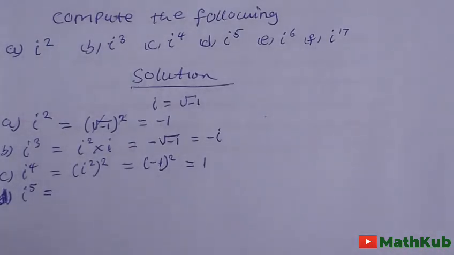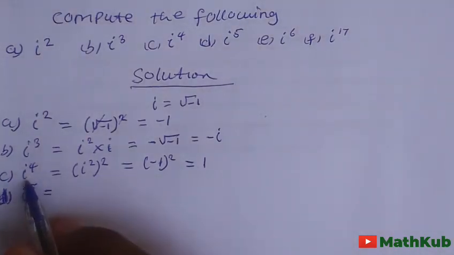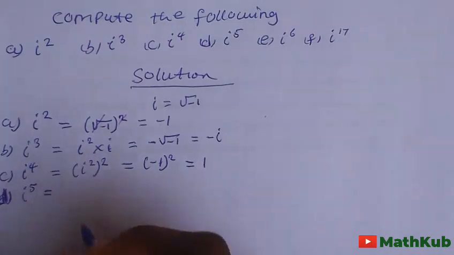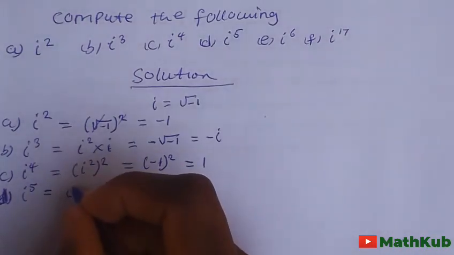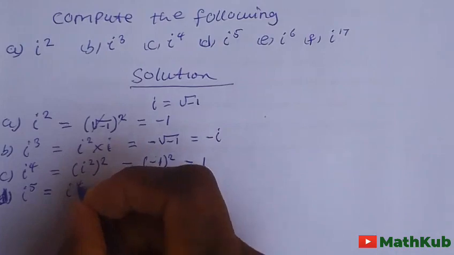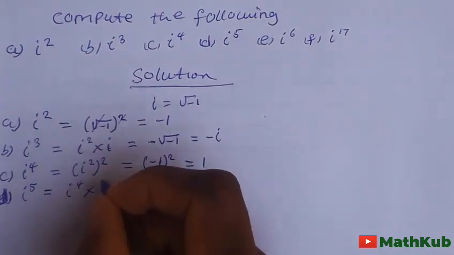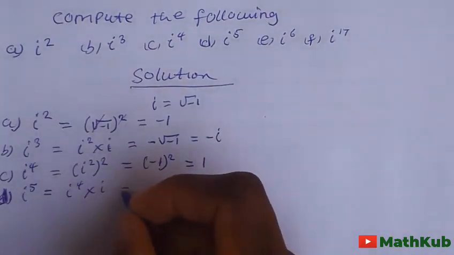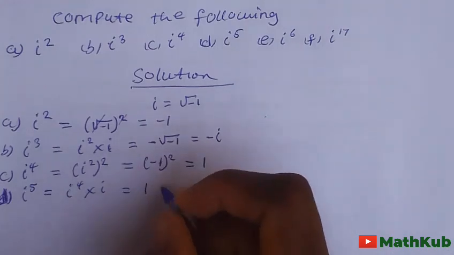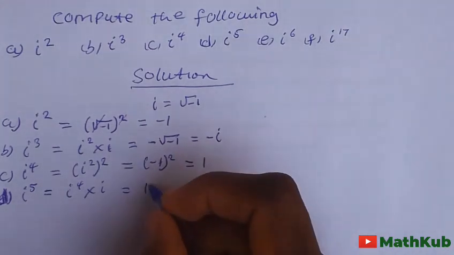D. i raised to the power of 5. i raised to the power of 5 can be written as i raised to the power of 4 times i, which we have 1 times i, which is i.